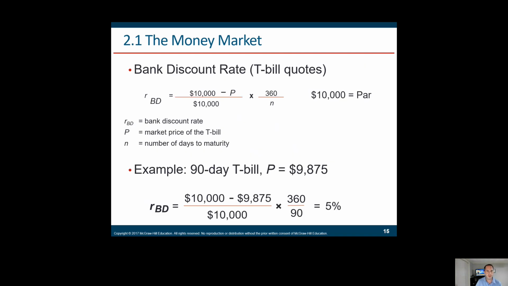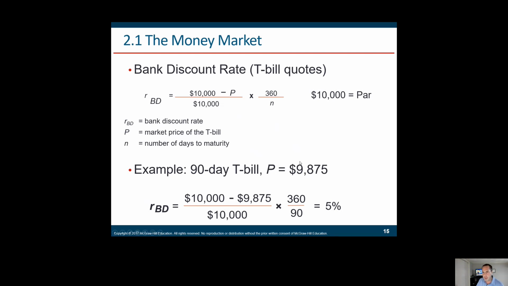Bank discount rate for a T-bill quote. So, again, this is bank. These are sold at a discount. So it's just showing here the brief formula: the original 10,000 minus the price you paid, over the 10,000, multiplied by 4, right? Because this is a quarterly bill, a 90-day T-bill. So you're taking the 360 and dividing by 90 to give the annualized rate, and that annualized rate is 5%. There's a lot of assumptions baked in there, that you can continue every 90 days to roll it over at the same rate.